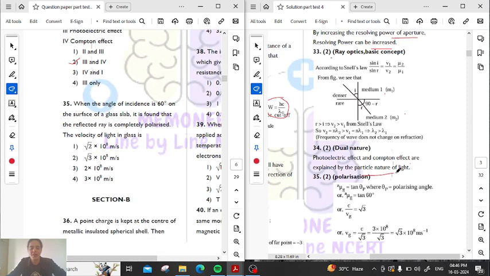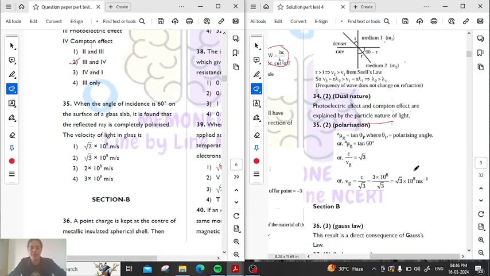Next, 35th question. What does it say? When the angle of incidence is 60 degrees on the surface of a glass slab, it is found that the reflected rays are completely polarized. The velocity of light in the glass is this. This question is from polarization. We can directly apply the formula, tan theta, this is our polarizing angle, and this is tan 60 degrees. Simply put the values and get the value of this Vg. By solving it, we get root 3 into 10 to the power 8 meter per second. That means option number 2 is the correct answer.